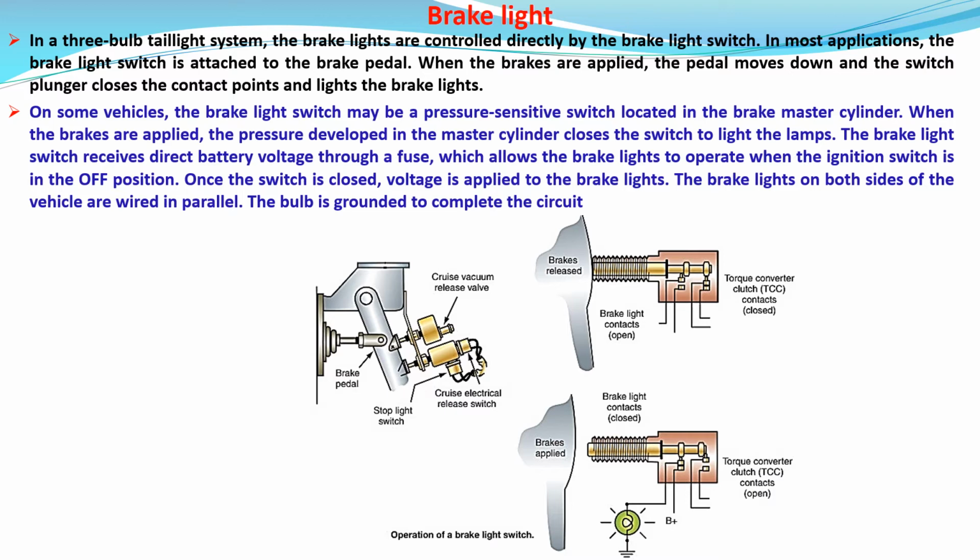The brake light switch receives direct battery voltage through a fuse, which allows the brake lights to operate when the ignition switch is in the off position. Once the switch is closed, voltage is applied to the brake lights. The brake lights on both sides of the vehicles are wired in parallel. The bulb is grounded to complete the circuit.